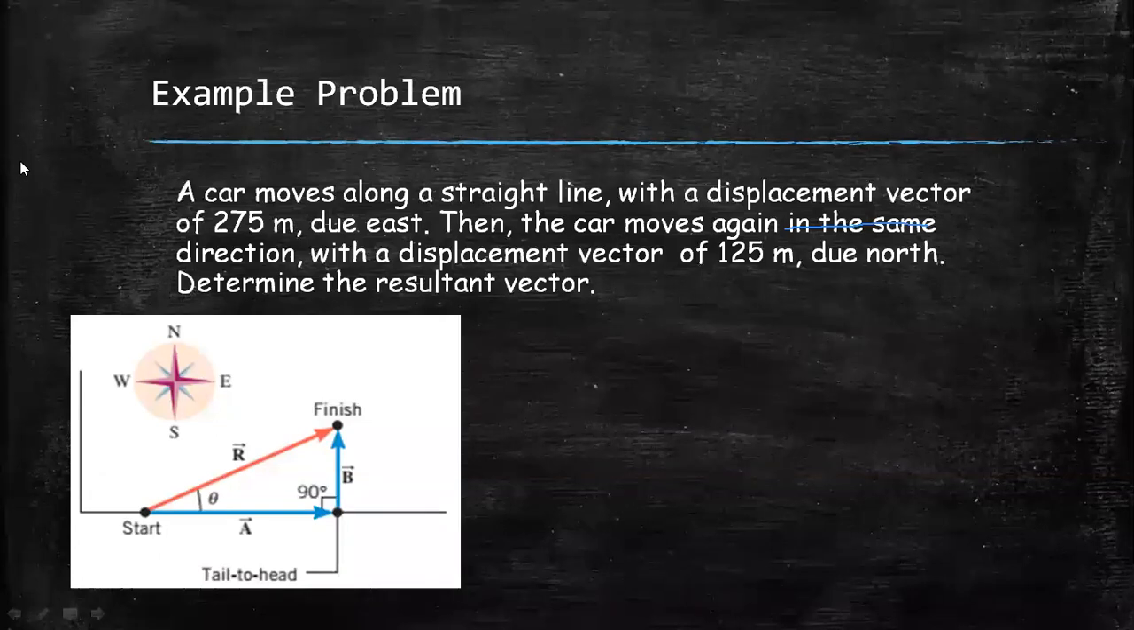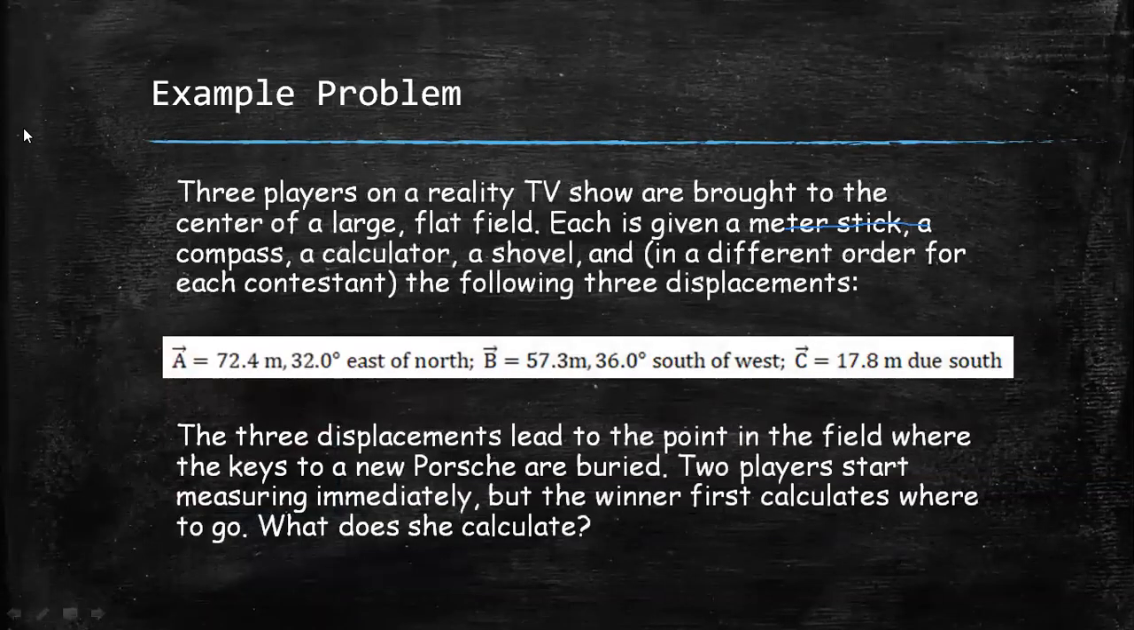Another problem. Now, this time, we will use the component method. Three players on a reality TV show are brought to the center of a large flat field. Each is given a meter stick, a compass, a calculator, a shovel, and, in a different order for each contestant, the following three displacements. Vector A, 72.4 meters, 32 degrees east of north.